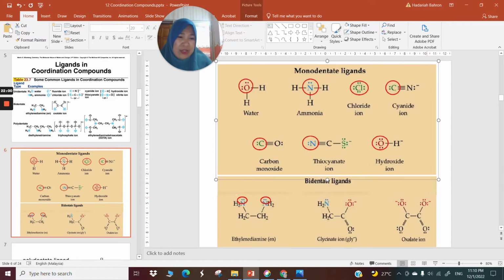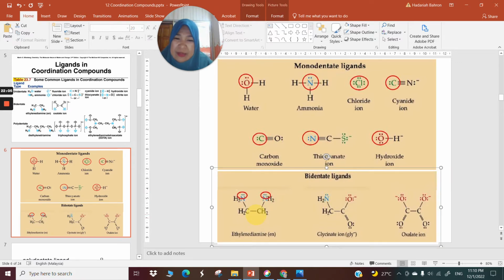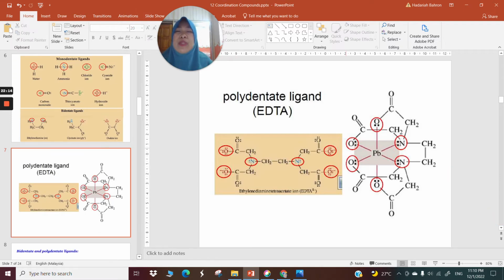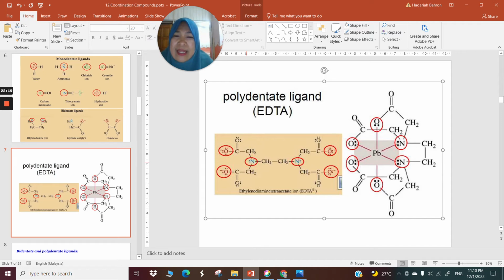And then next one is your typical bidentate ligand, your ethylene diamine, your glycinate ion. This is a glycinate ion, yeah. And lastly, your oxalate. And I'm going to skim right through into your polydentate. EDTA, you have known what is EDTA, ethylene diamine, which is this moiety right in the middle that is making the skeleton. Tetraacetate, one acetate, two acetate, three acetate, and four acetate. So ethylene diamine tetraacetate, EDTA.